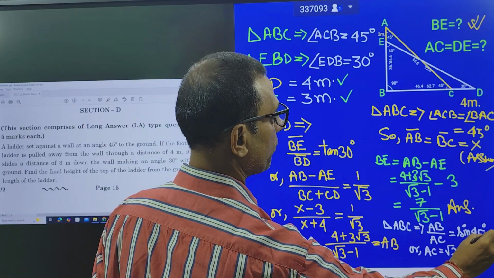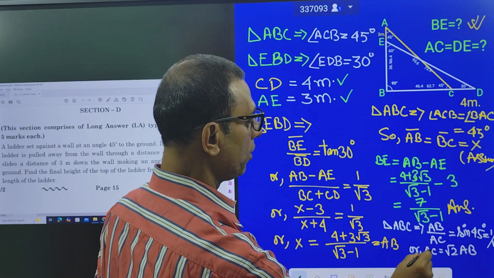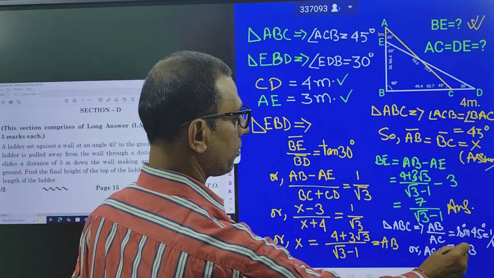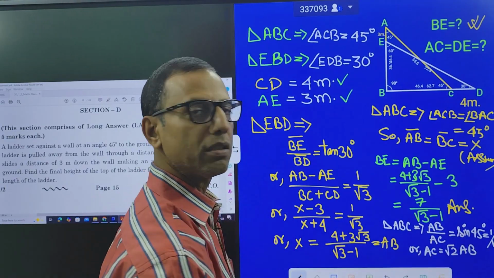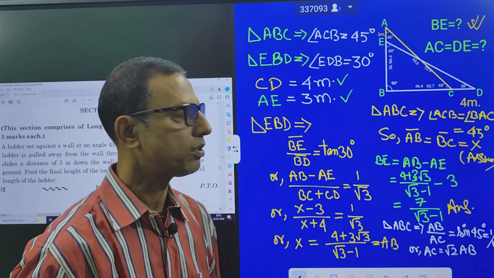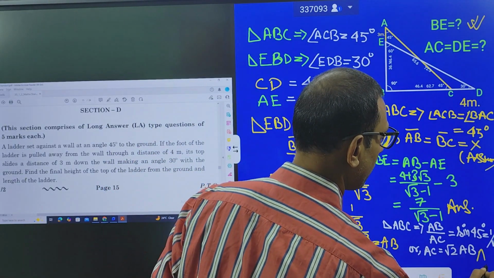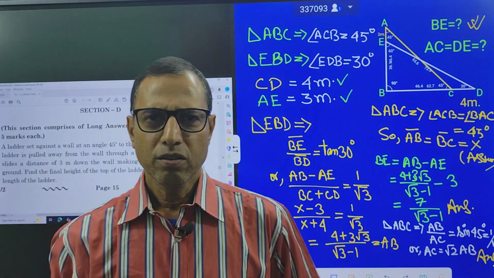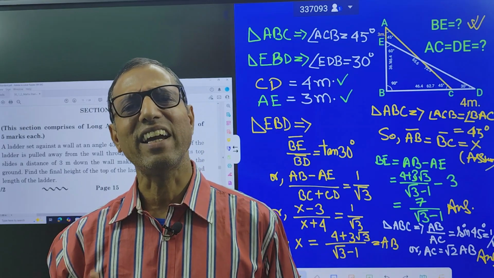So from triangle ABC, AB by AC equals sin 45 degrees, perpendicular by hypotenuse. sin 45 degrees is 1 by root 2. So AC equals root 2 times AB. Replace the value of AB here, and then simplify it a bit. That is another answer. So this is the length of the ladder. Got it? This is a kind of question.